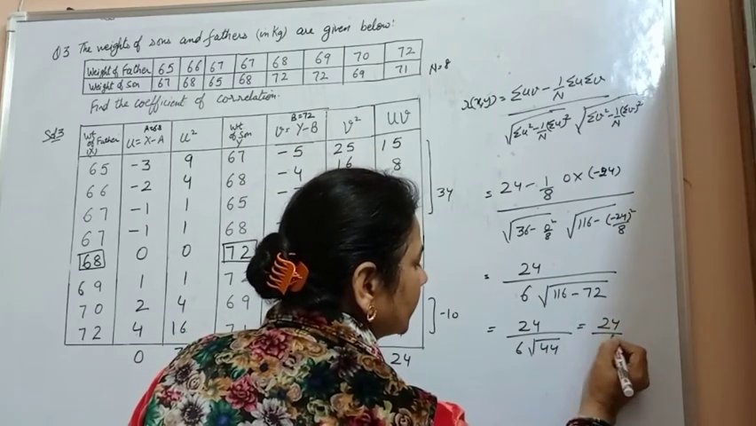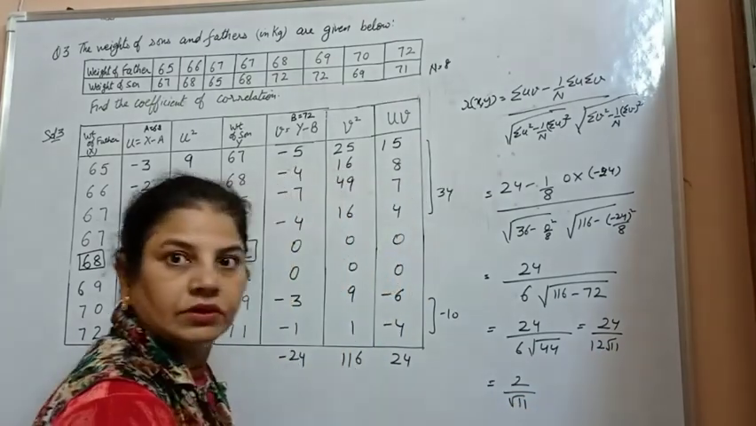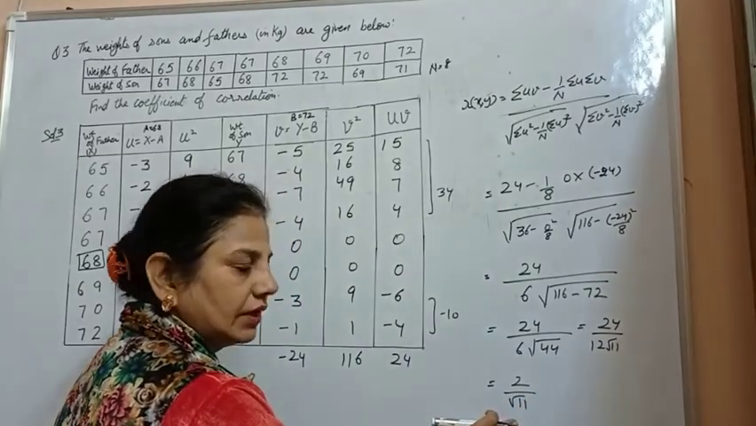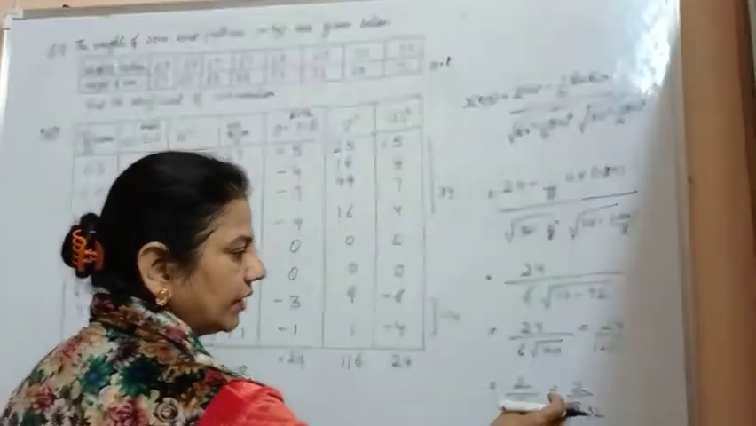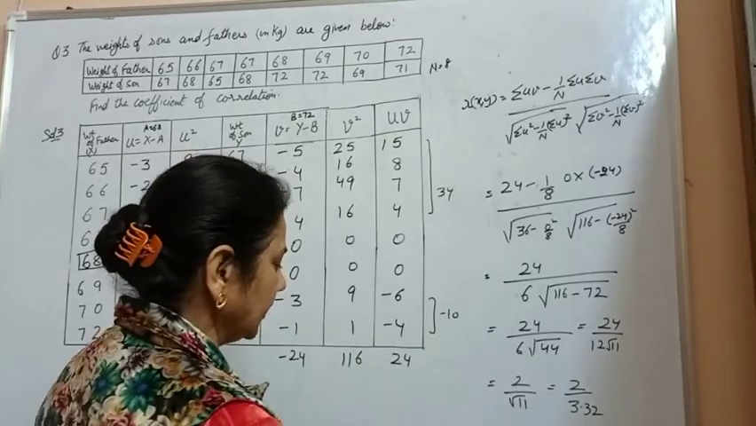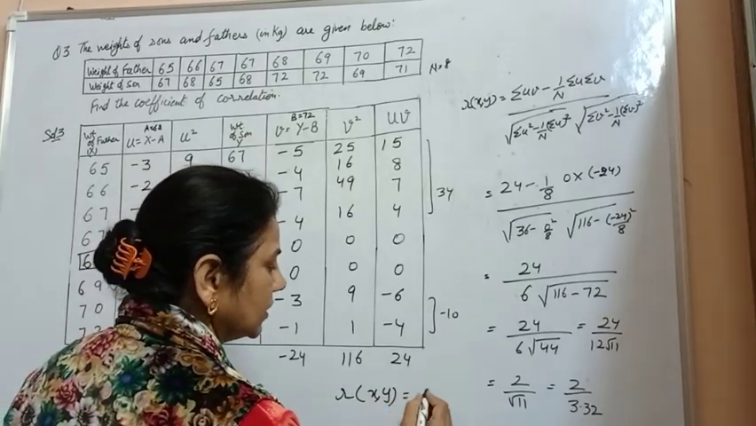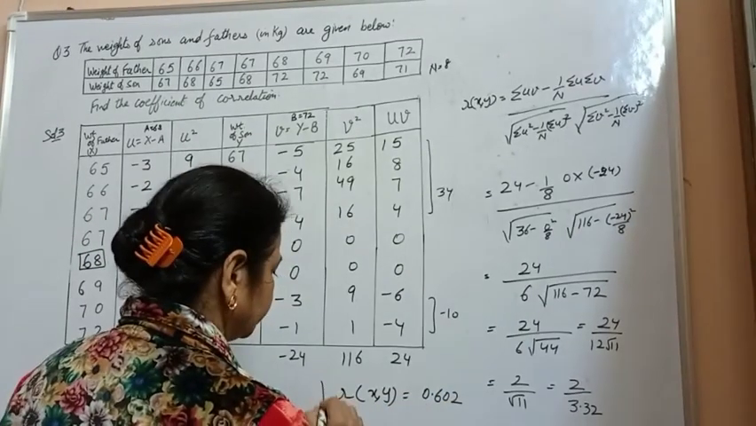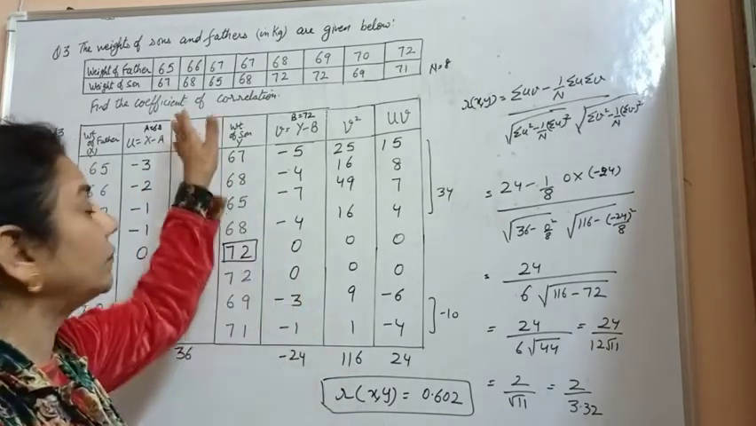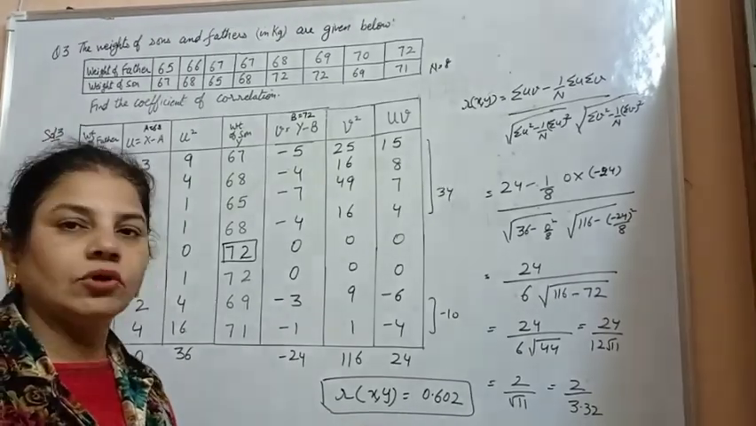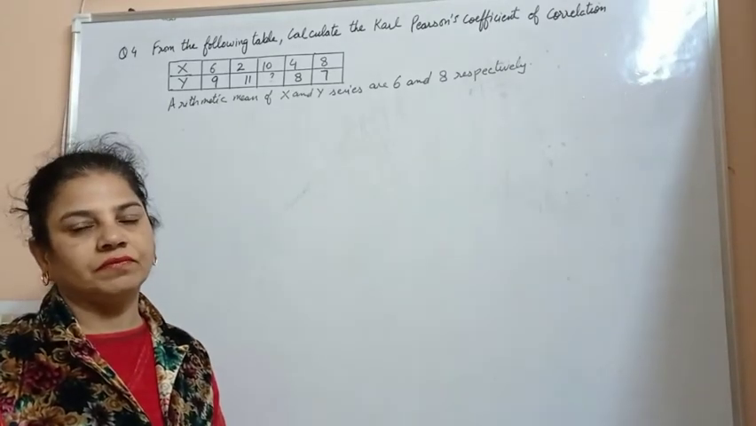Again this gives me 24 upon 12 root 11. That means 2 upon root 11. Taking the square root of 11, you will get 3.32. So on dividing 2 by 3.32, the coefficient of correlation Rxy is given as 0.602. So we had to find the coefficient of correlation, and it is given as 0.602.